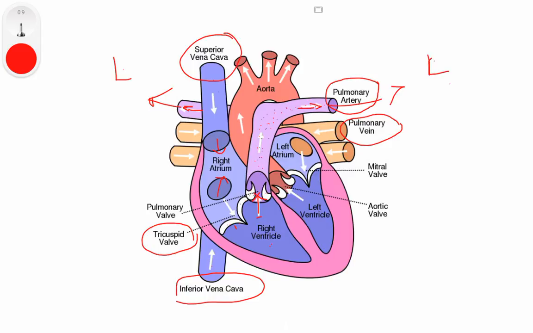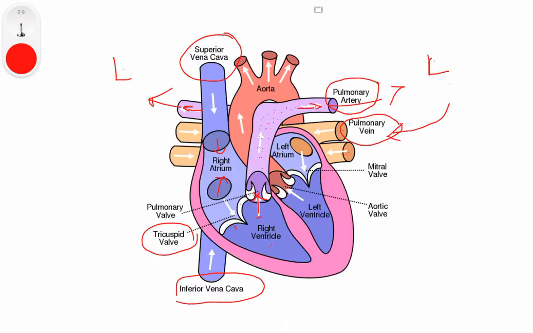Now you see the pulmonary vein is taking blood from the lungs, and even though it's a vein, it's taking blood that is oxygenated. This is another variation where you find the vein in the human body. This is the only place you find the vein carrying oxygenated blood. It's carrying blood that has been oxygenated from the lungs and then brings it back to the heart.